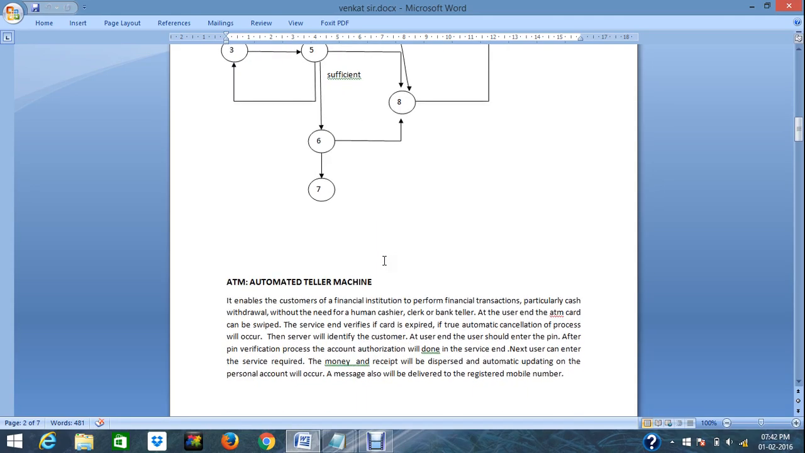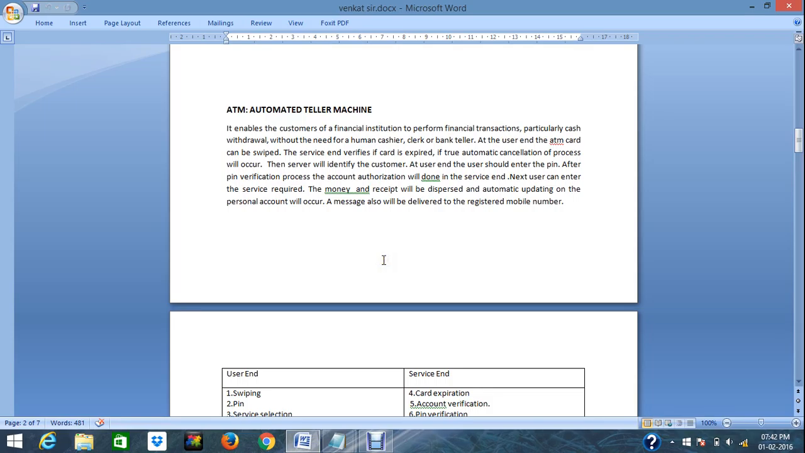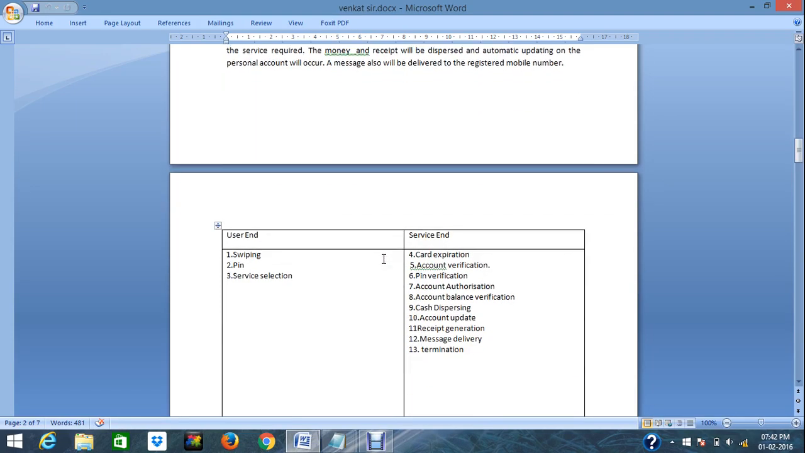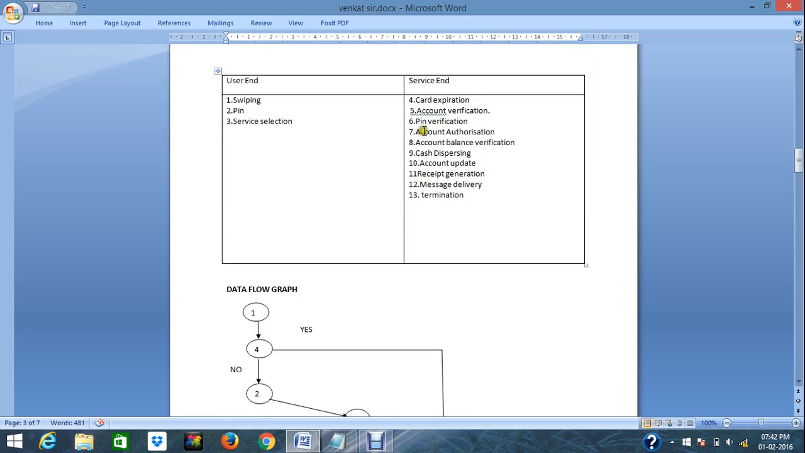Next, automated teller machine, ATM. It is a machine that enables customers of a financial institution to perform financial transactions, particularly cash withdrawal. At user end, it consists of swiping, pin verification, pin service selection. At service end, it consists of card expiration, account verification, pin verification, account authorization, account balance verification, cash disbursing, account update, receipt generation, message delivery, and termination.